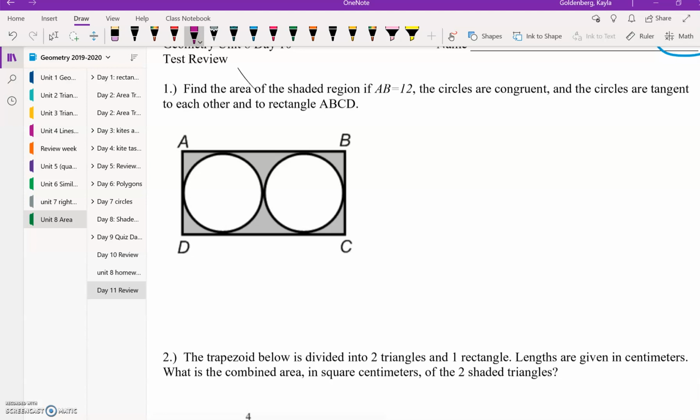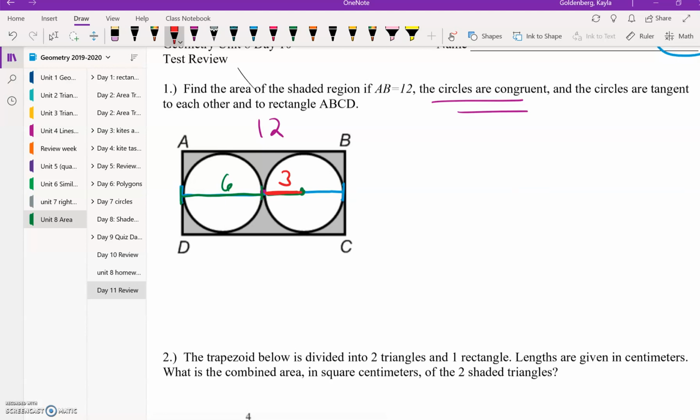So this first one, find the area of the shaded region if AB is 12. The circles are congruent and the circles are tangent to each other. All that means is the circles are touching at one point. It's saying that there's not any space in between them. Okay, so I know that this is 12, which means from here all the way across should be 12. Well, then that means that for one circle, my diameter would be 6, which means half of 6, I'll maybe make this a different color, maybe I'll make it red. My radius would then be 3.